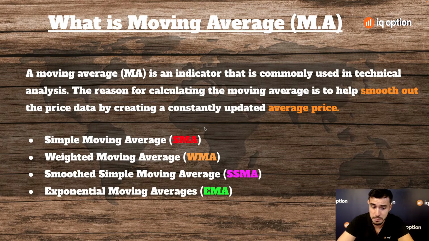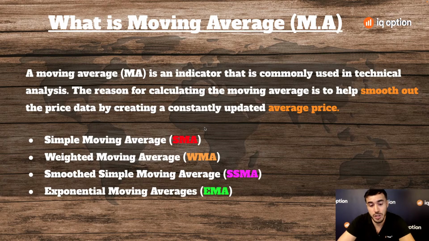There are 4 different types. Simple moving average. Simple means 1 plus 1 divided by 2. That's my average. No extra weights, no extra importance. All of them weigh the same. Now we have the weighted moving average, which gives more importance to the latest candles, to the latest periods. Then we have the SMMA, a very smooth one, very slowly reacting to the prices.